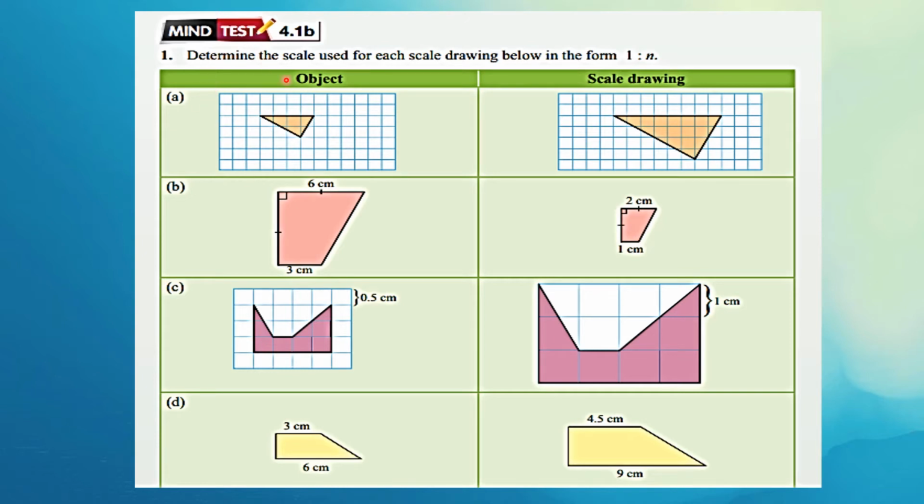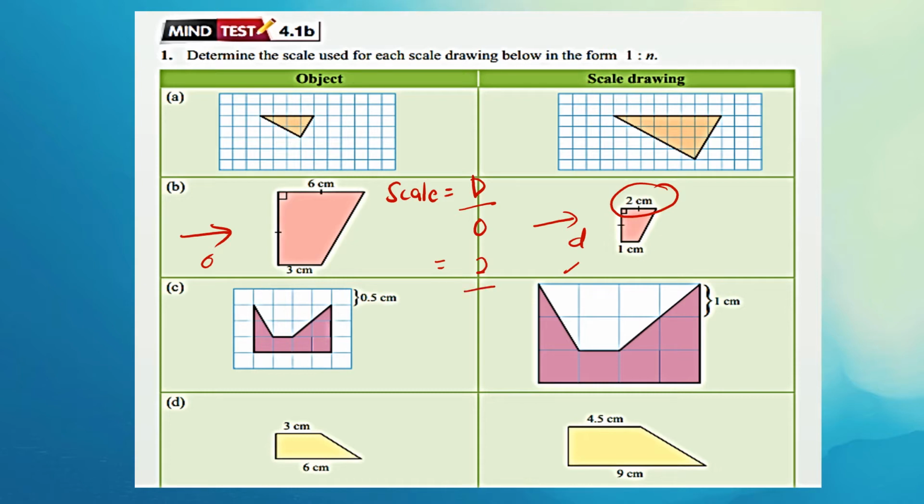This is Mind Test 4.1b. So the question is, determine the scale used for each scale drawing below in the form 1:n. Okay, now let's do B. So this is the object, and this is the drawing. So according to the formula, the measurement in the scale drawing divided by the measurement in the object. So you must choose one side. So this is the drawing. Let's say you choose the line above here. So the measurement is 2.